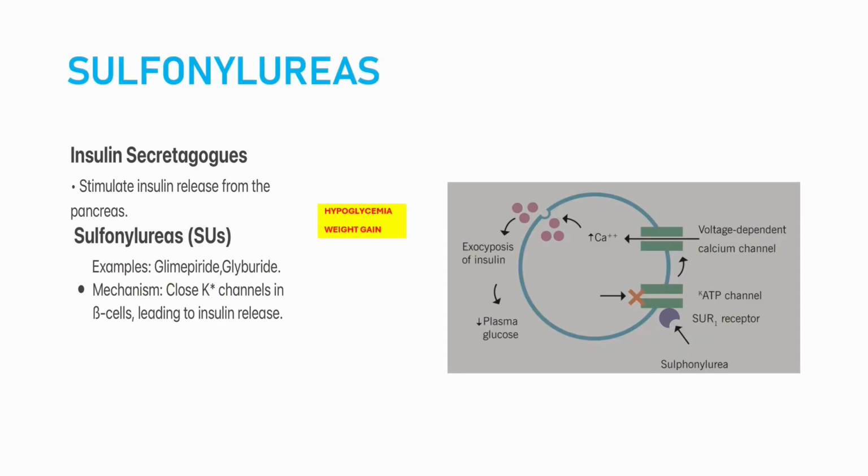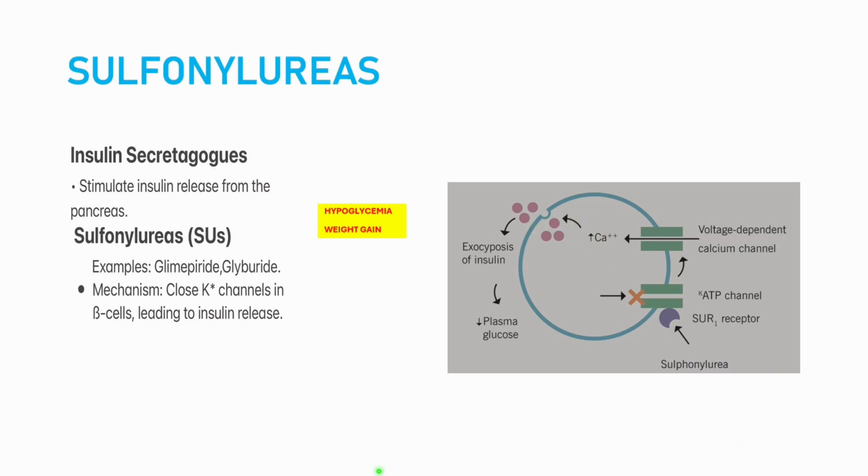Next is about sulfonylureas. As you see, it belongs to the group of insulin secretagogues, which stimulate insulin release from the pancreas. So what is the mechanism of action? It closes potassium channels in beta cells leading to insulin release. So let's examine. The sulfonylurea combines with the sulfonylurea receptor, so that leads to the blockage of the potassium ATP channel. When they are blocked, there is depolarization of the membrane that causes the calcium channel to open up, and then there is influx of calcium that causes an increase in intracellular calcium, and that causes the release of insulin.